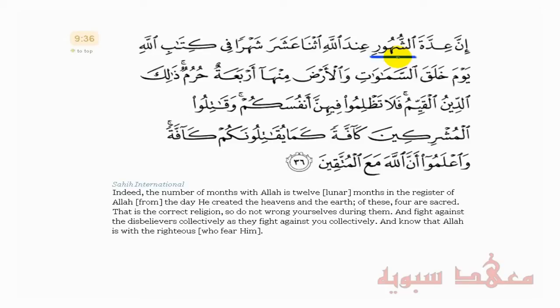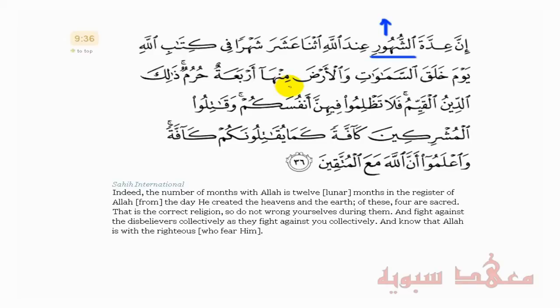Now, so with kutub, there's only one plural for kitab. But with shahr, month, there's actually 2 plurals. So this is the greater plural. So let's denote this by having an arrow going up. So it says, the number of months, ash-shuhur, عند Allah, 12 شهرا, is 12 months. في كتاب الله يوم خلق السماوات والأرض.